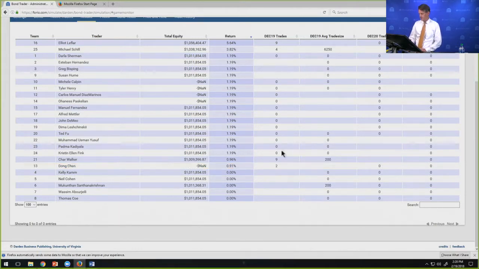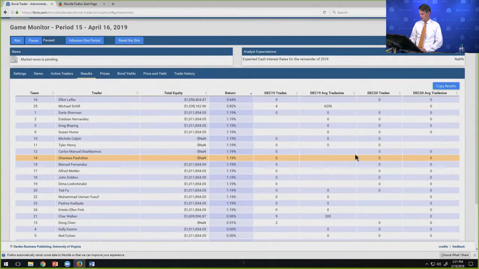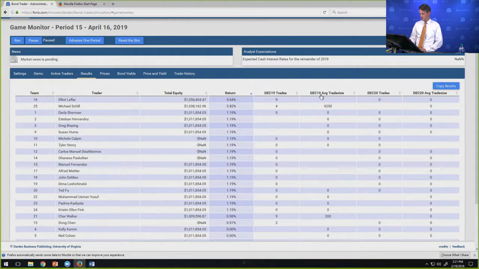Yep. We can see here the number of trades. So there's been a few trades, 9, 2, 4, 9. And then there's trade size here, and so we can monitor that. We're just trading the December 19, so December 20 over here is not active at this point.